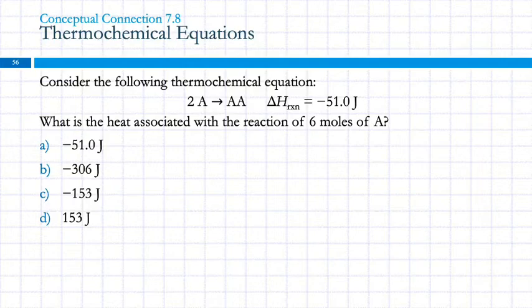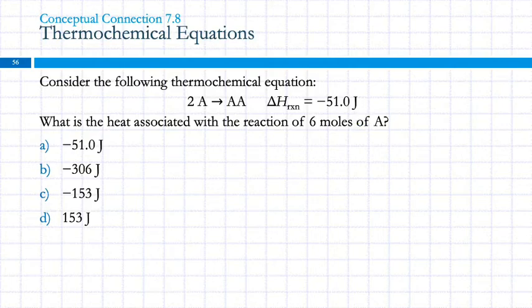Consider the following thermochemical equation. Thermochemical: it's a chemical equation, but it gives information about heat. We have 2 atoms of A reacting, and they form a molecule. I don't know why they didn't make that A2, but whatever. So this is happening. 2 moles of this would make 1 mole of that, and delta H here is negative 51 joules.